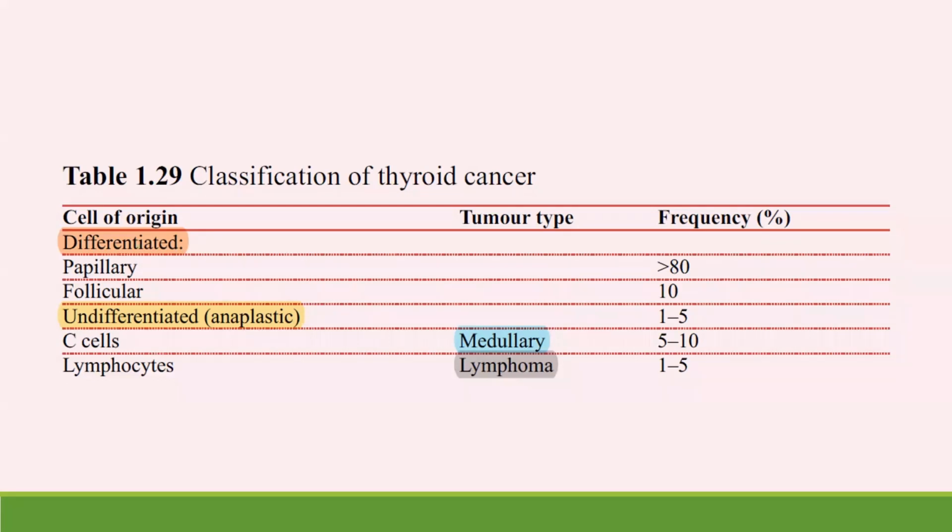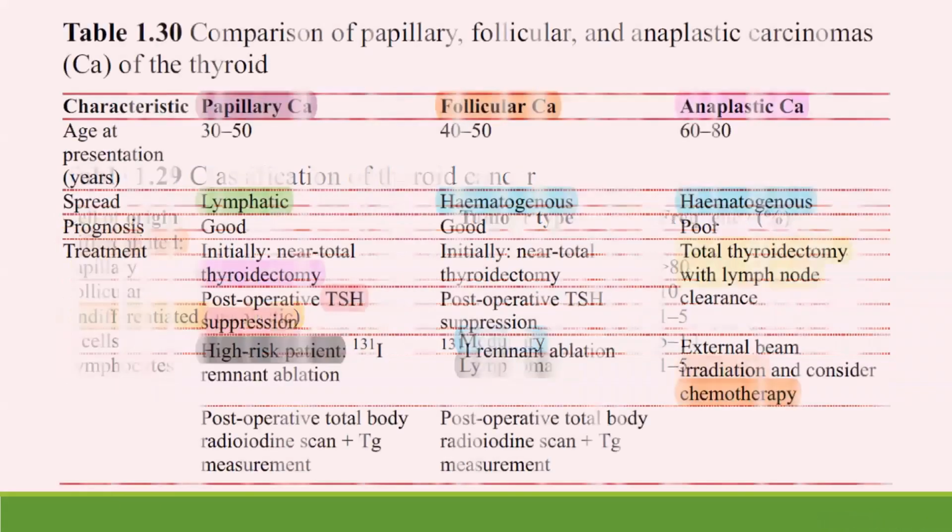Medullary thyroid cancer represents about 5 to 10%, and this originates from the C cell, and the most important marker for medullary thyroid cancer is calcitonin. And another one is thyroid lymphoma, which represents about 1 to 5% of thyroid cancer, and is more common in patients with autoimmune hypothyroidism, Hashimoto's thyroiditis.